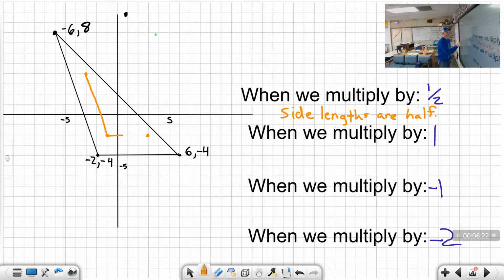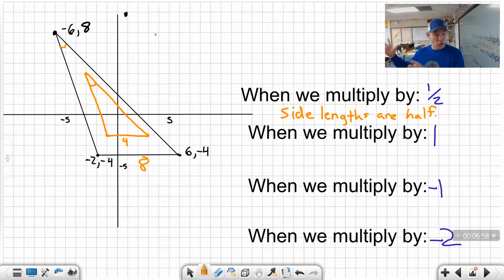And I want you to notice my side lengths have been cut in half. Notice the original was 8 and the new is 4. The side lengths are half. Okay? And you can see that this triangle has been shrunk. It's almost like you're zooming out. I also want you to notice that the angles are the same. It still looks like the same shape. It's a similar shape, but it's a different size.